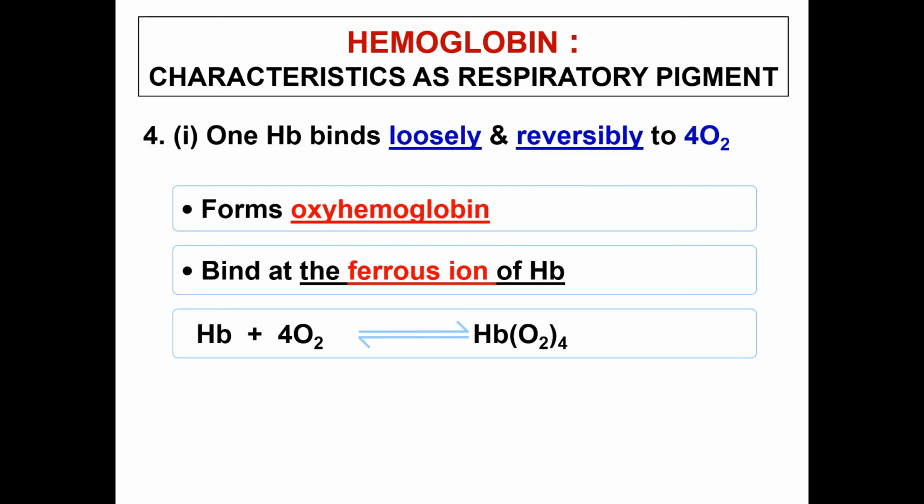Another characteristic, one hemoglobin binds loosely and reversibly to 4 oxygen. Maksud kena ambil penekanan kat sini. Okay, loosely and reversibly. Pertama, oksigen ni mudah dilepaskan tadi kan, sebab tu dia loosely. And then reversibly maksudnya dia boleh mengikat dan boleh dilepaskan.